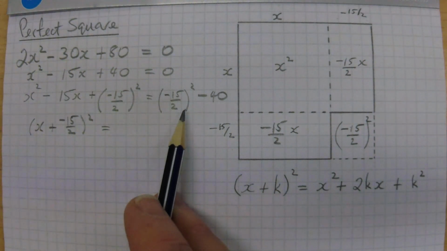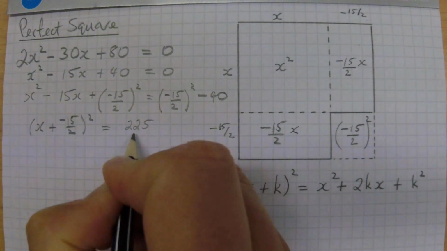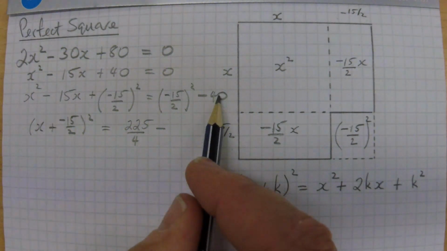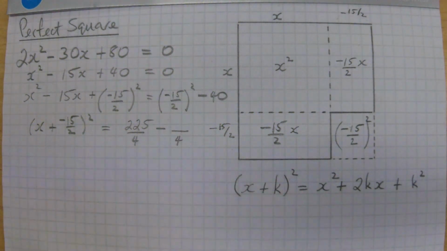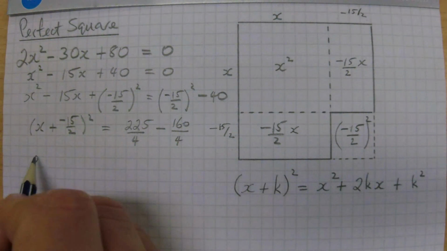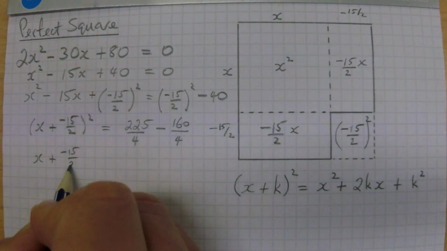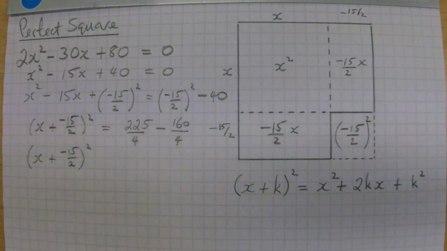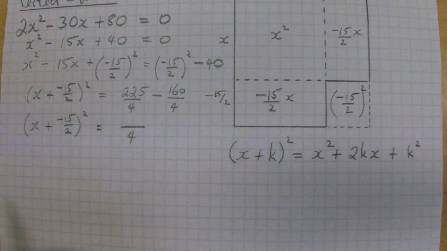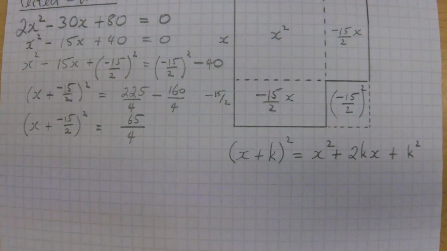Now we have a little bit of work to do here. Negative 15 by negative 15 is 225. 2 squared is 4. Minus, and 40, well, I'd rather express this as something over 4. That will be 160 over 4. x plus negative 15 over 2 squared equals, now I'll express this all over 4. 225 minus 160 is 65 over 4.